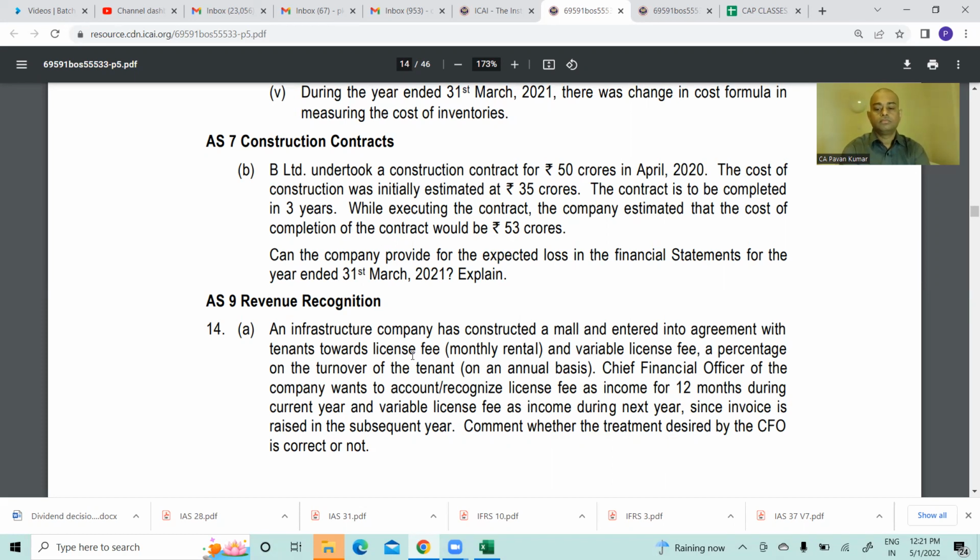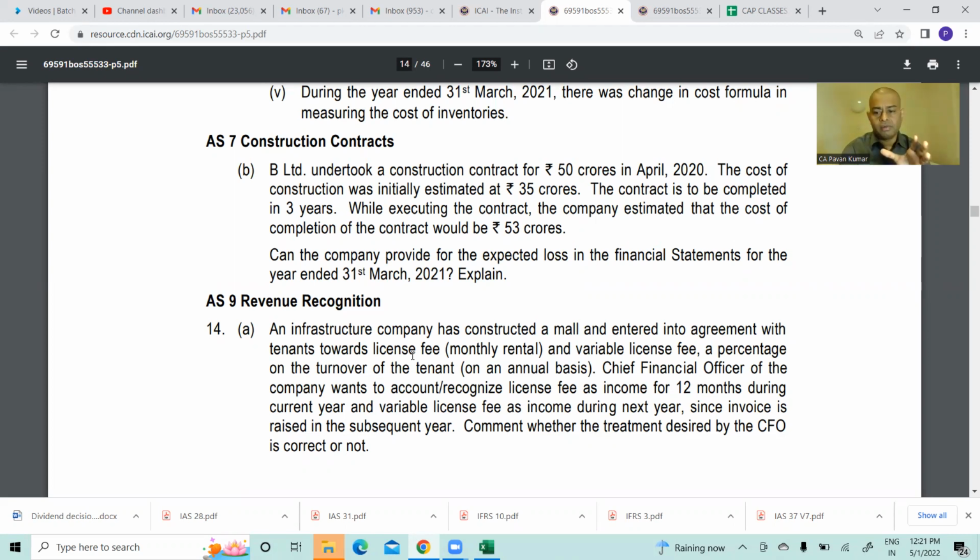Yes, sir. Yes. All of you in the chat box, please let me know. What is the answer for this? Do we need to recognize that 3 crore rupees of loss? What if the percentage completion is only 10%? Remaining 90% of the contract will be done in later years. Only 10% of the contract is done in the current year. Or what if the contract is not yet started? Or what if I earn profit from other contracts?